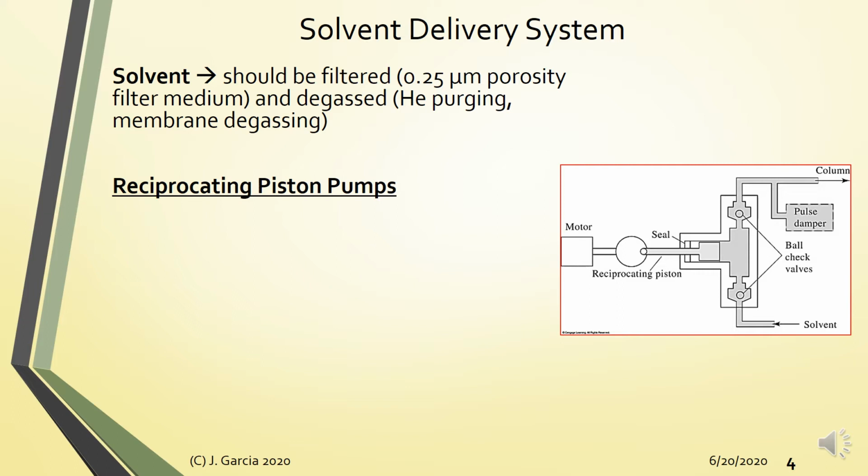Cellulose acetate, on the other hand, can be used for water-based solvents, pero bawal siya sa may mga kahalong organic solvents, because cellulose acetate is soluble in organic solvents. And then you have to degas the mobile phase prior to use. In some laboratories they have helium purging, or as you will later see, there is such a thing which we call your online degasser, which is based on a semi-permeable membrane.